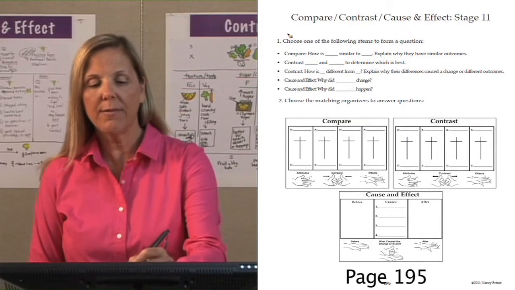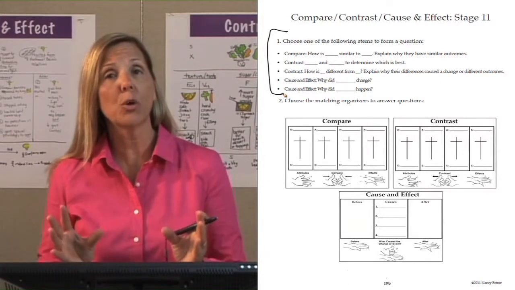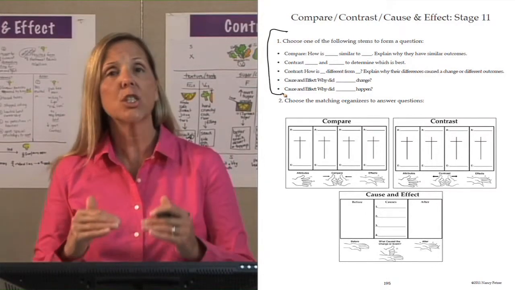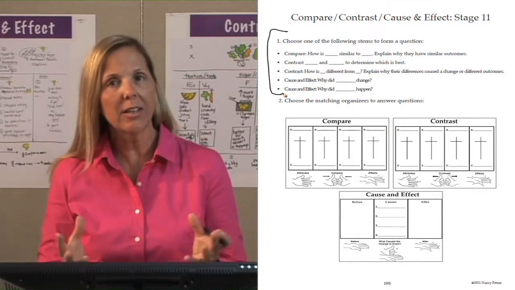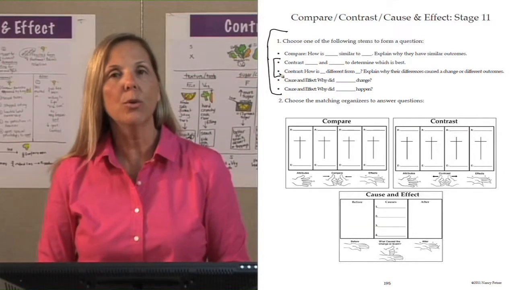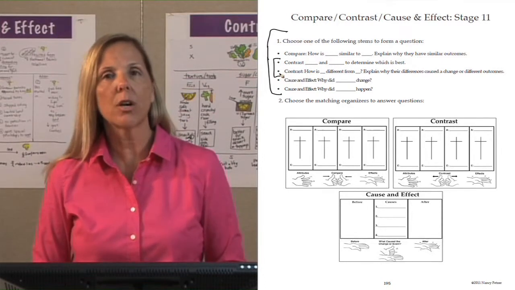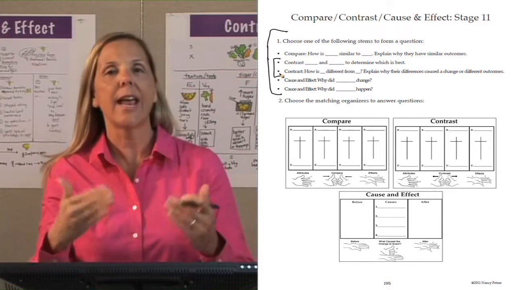On page 195, I have listed different stems that you can use to create questions for any of these three types of writing that analyze information. I have two different stems that you can use to form contrast questions. Now, why are we starting with a question? This is an analysis activity.